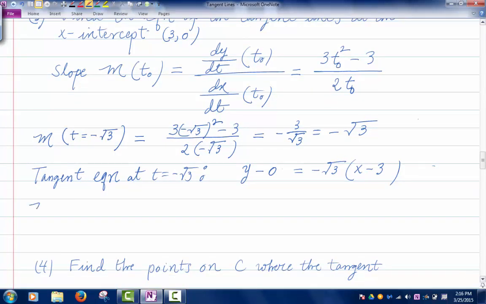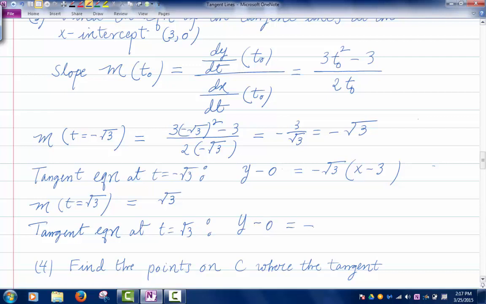Okay, can you see what would be the slope at t equals positive root 3? Yeah, it will be positive root 3, right? It will be positive root 3. And then the tangent equation at t equals positive root 3. What's the only change? This is not negative, so y equals positive root 3 times x minus 3. So I have two distinct tangents at the point (3, 0). Any questions on that? Is that okay? All right.